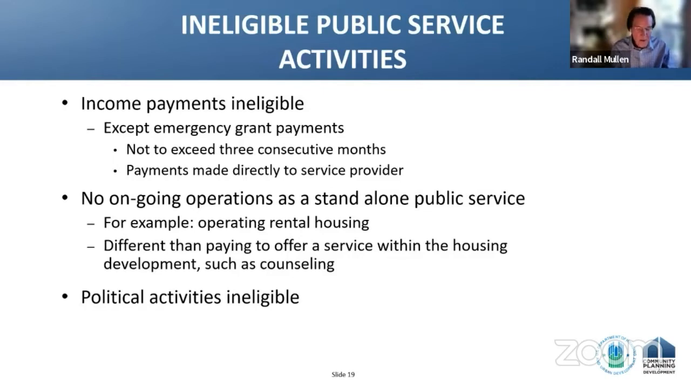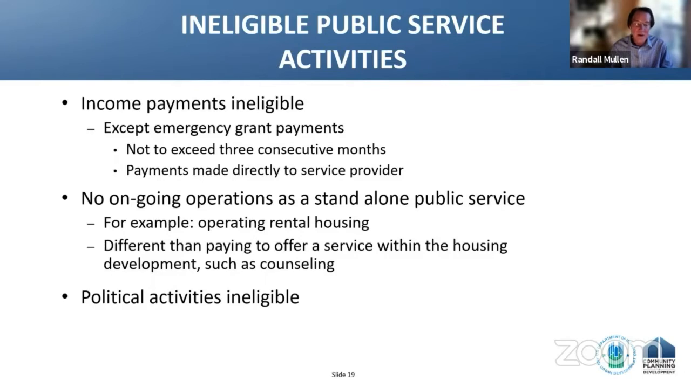As with the annual formula grant program, there are certain uses of CDBG funds that are not permitted. They are considered ineligible. One notable exception, covering the major use of public services grant money that I have referred to earlier, relates to those very emergency grant payments. It is possible, thanks to a specific exception in the law and the regulations, to permit emergency grant payments under the circumstances that I described earlier. But they cannot exceed the 3 months that I described earlier for CDBG, the additional period up to 6 months for CDBG-CV. And again, the payments must be made directly to the service provider.